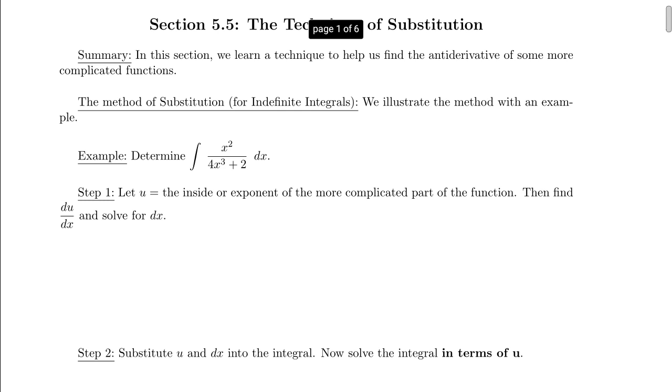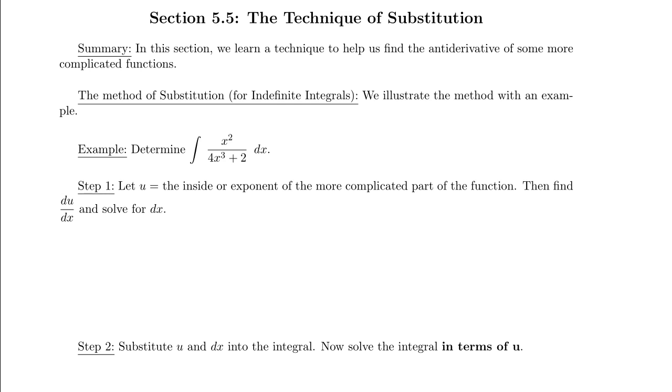So our first example here, we have the indefinite integral of x squared over 4x cubed plus 2. I'm saying it's the indefinite integral because there are no bounds on the integral. So remember this notation here, this indefinite integral, the result of it is just the antiderivative function. So the result of this integral is going to be a function.